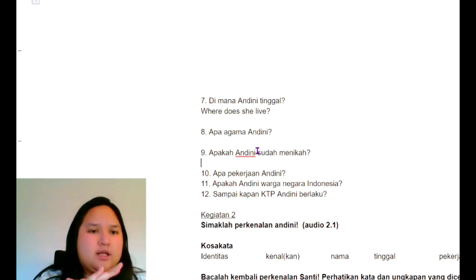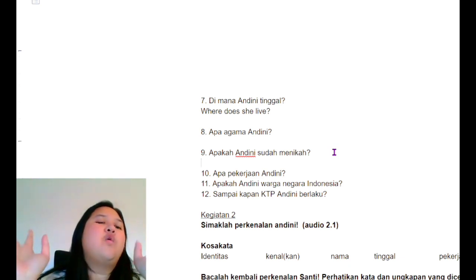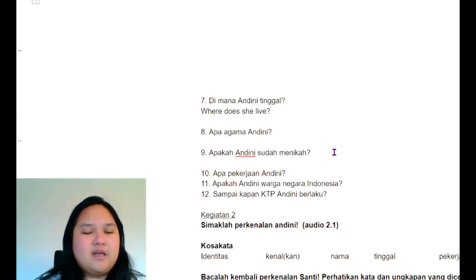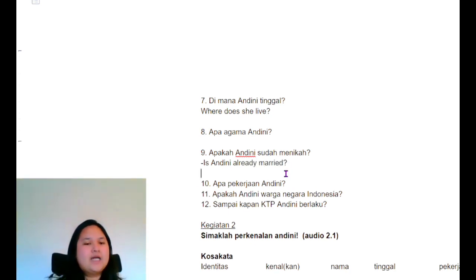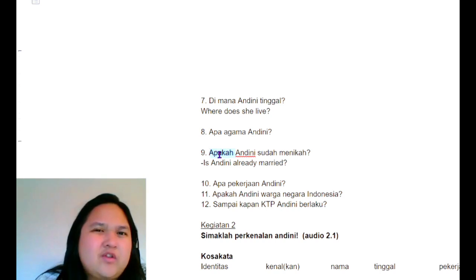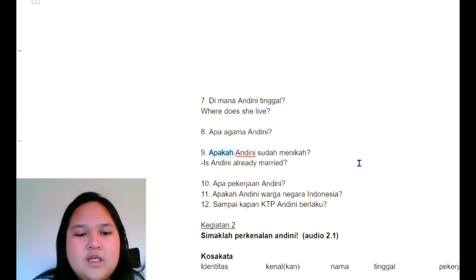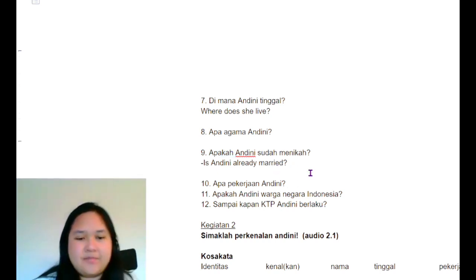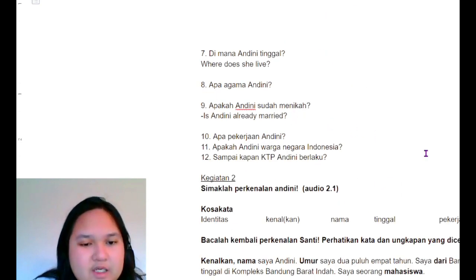So apa is also what, but in English it wouldn't make sense if you translate it as what Andini already married. It's weird, so I would say, is Andini already married? Yeah, so that it will be apakah Andini sudah menikah, already married. So yeah, apakah also can be is or as a question sentence. And then apakah pekerjaan Andini? Pekerjaan, we already know. Profession, so what is Andini's profession?